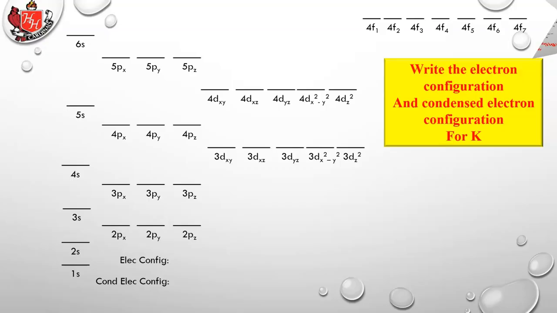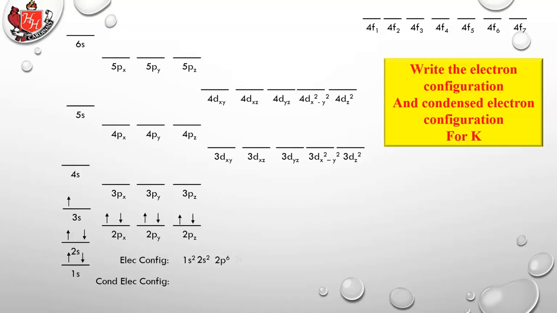Okay, so now we're going to do some elements here. So write the electron configuration and condensed electron configuration for potassium. So you see it's the first element in the fourth row. So we're just going to kind of fast forward up there like this. You can read those as you see them come up.